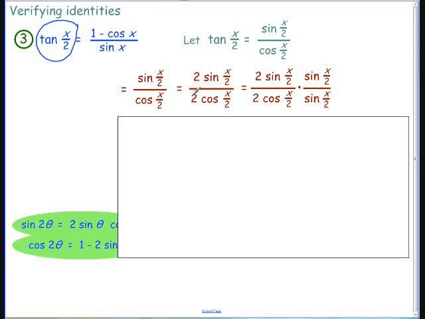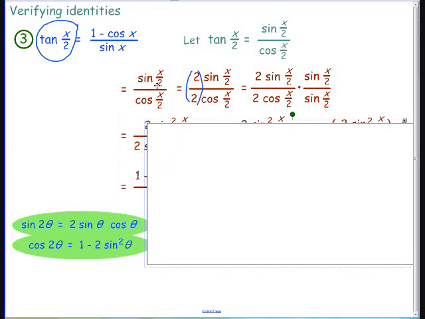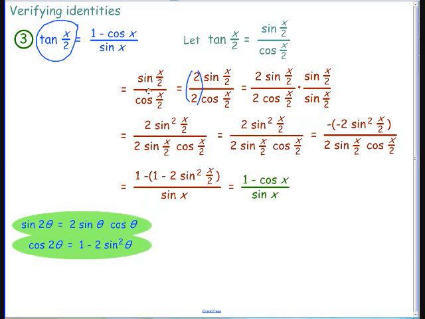And I'm basically multiplying this by a fancy 1, right? 2 over 2. So why have I done that? Well, you can see down here why I've done that, right? I'm going to get rid of this. It's just getting in the way. You can see that I want to have this 2 in here. At least I think I do.